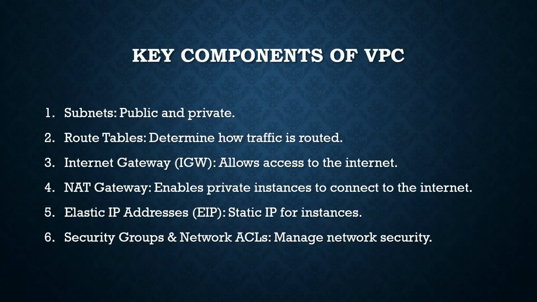So let's see what are the key components of VPC. The first one is subnets, then route tables, internet gateway, NAT gateway, elastic IP addresses, security groups, and the network access control list. So in the upcoming slides, let's see key components of VPC in detail.